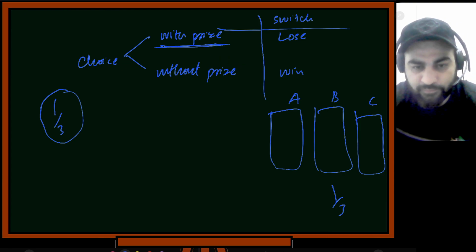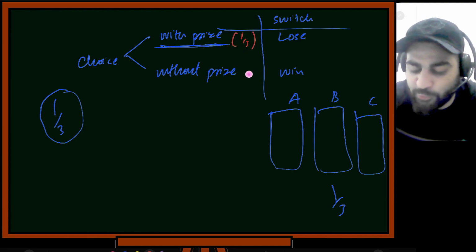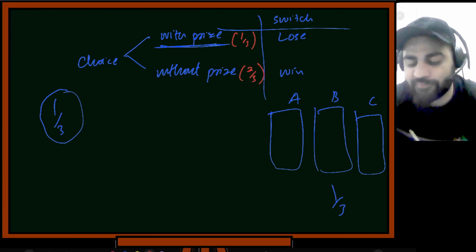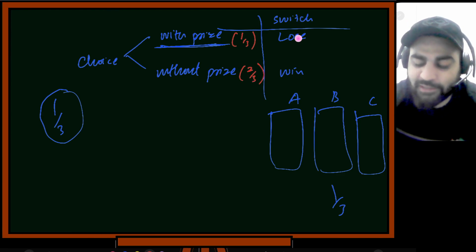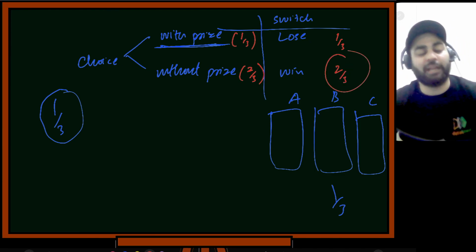It's 2 by 3. So you will choose this with 1 by 3, and you will choose this with 2 by 3. Now if you switch, the losing chance is 1 by 3, and if you switch, the winning chance becomes 2 by 3. Now this is the intuitive explanation I gave you.